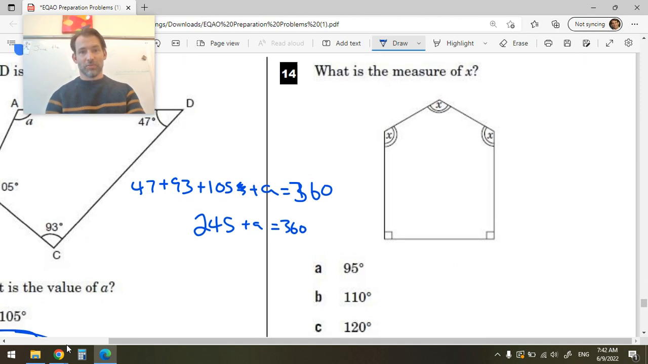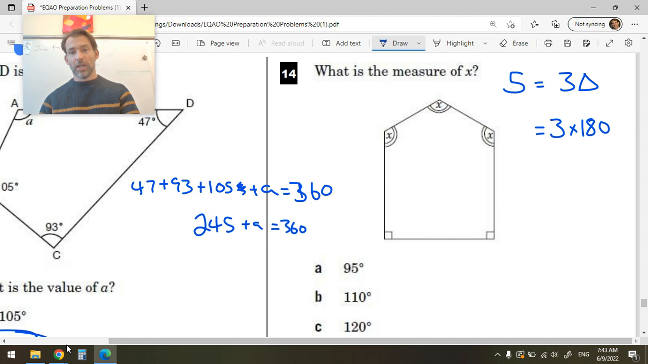And now let's take a look at question 14. What is the measure of x? Okay, we have a five-sided shape. Five-sided shapes can be divided into three triangles. So that means their interior angles sum to 3 times 180, which happens to be, I have it on good authority, the number 540.